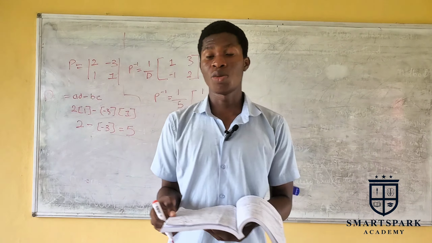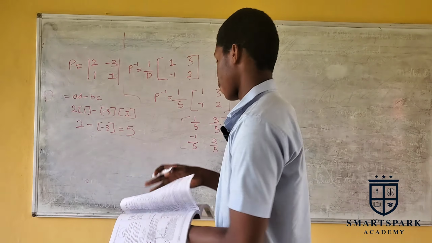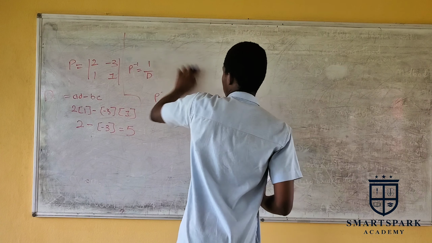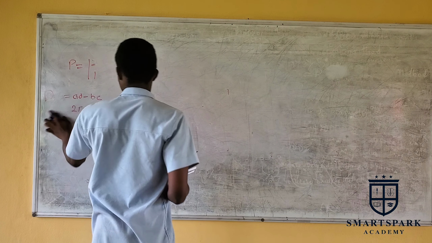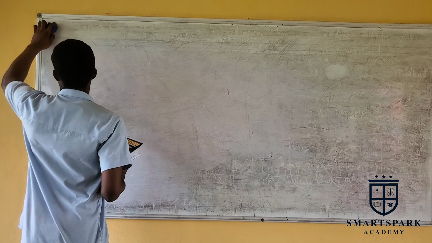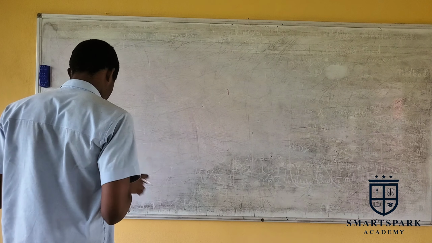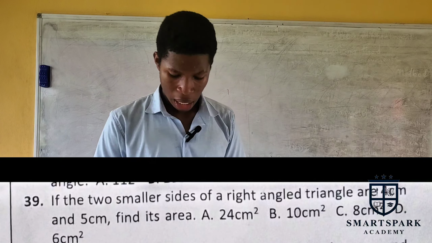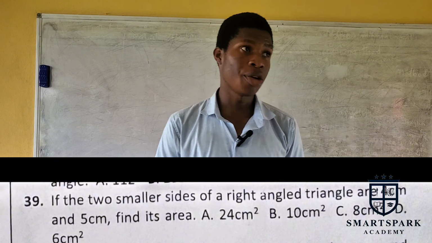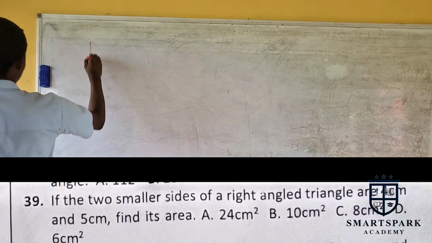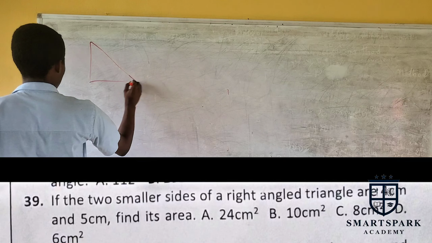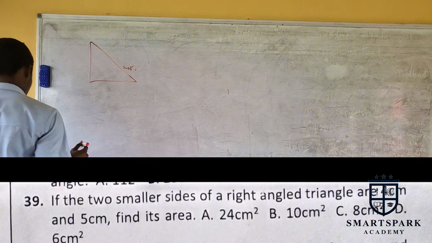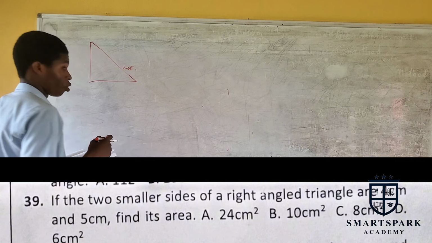So now we are going to be looking at question 39. If the two smaller sides of a right angle triangle are 4 cm and 5 cm, find its area. So now this is a triangle we are looking at, and they told us the hypotenuse is the largest side, and these other sides are the smaller sides. So that is the information that we need to solve this problem.